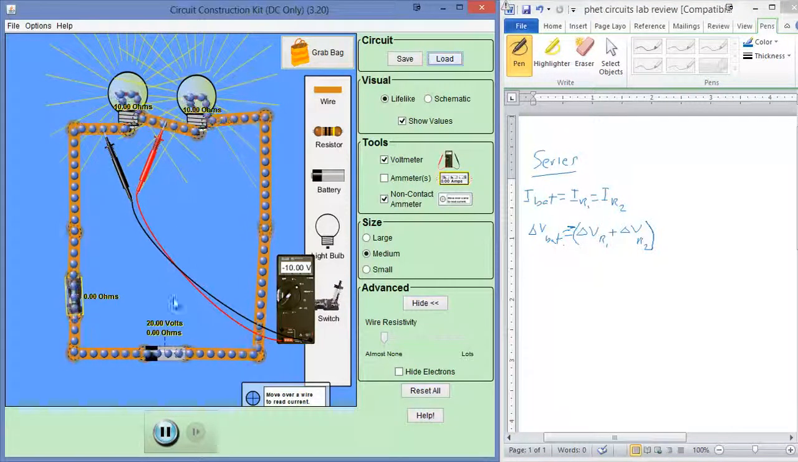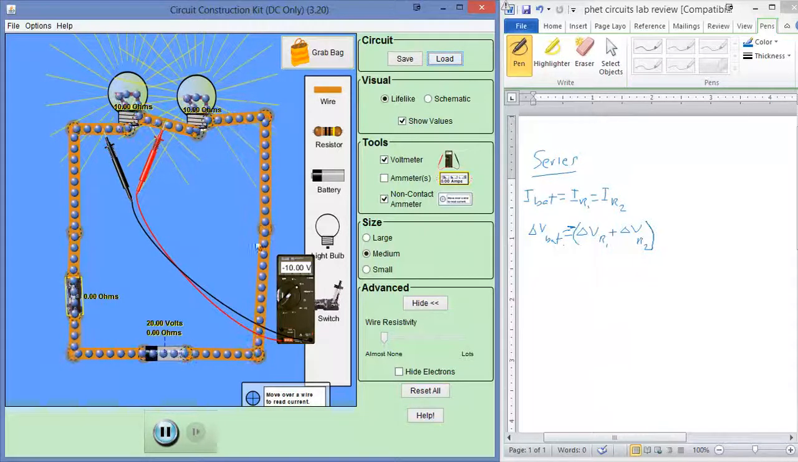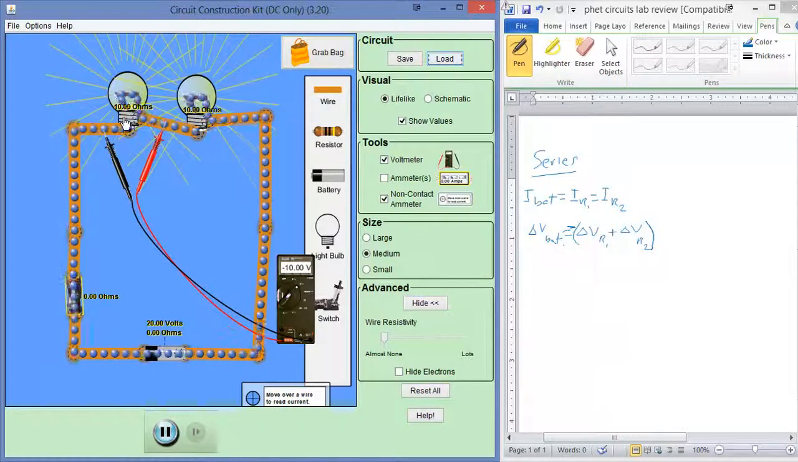Because these two light bulbs are equal to each other in terms of their resistance, they have equal voltage drops across them. So it was positive 20 in the battery, negative 10 in resistor 1, and negative 10 in resistor 2. Okay, now onto the parallel circuit.